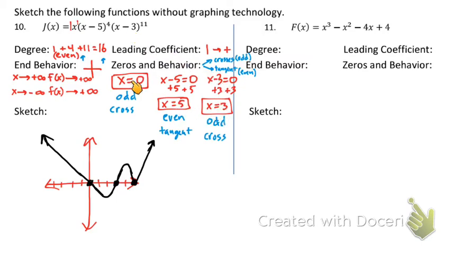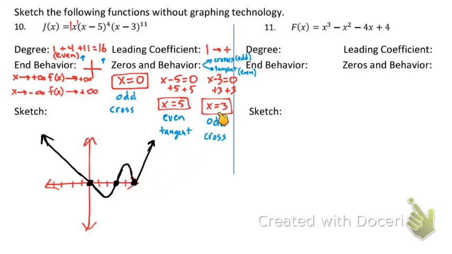Okay? Once we have those, we then can decide, is the degree of each factor odd or even? So x equal to 0, what's the degree there? It's 1. That's odd, which means when I graph it, I have to cross over. X minus 5 turned into 5. What was the degree of x minus 5? It was even. That means when I touch it, I have to bounce off of it. Tangent, a bounce. You're not crossing over.